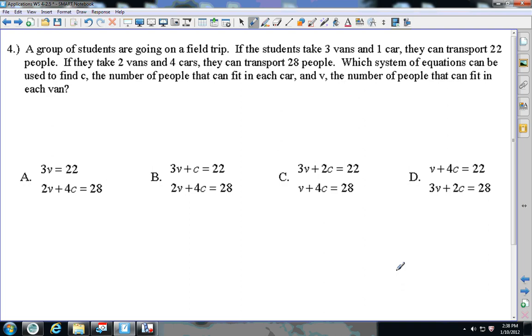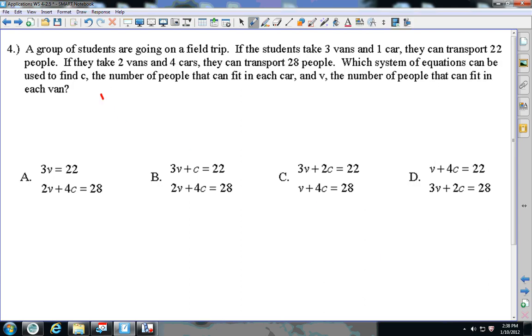Number 4, a group of students are going on a field trip. If the students take 3 vans and 1 car, they can transport 22 people. If they take 2 vans and 4 cars, they can transport 28 people. Which system of equations can be used to find C, the number of people that can fit in each car, and V, the number of people that can fit in each van?